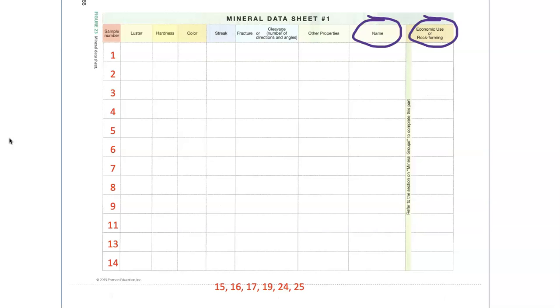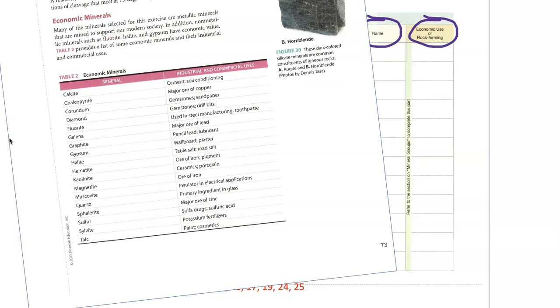Then you'll give the name, and you'll also give an economic use, or you'll indicate that the mineral is rock forming. So what does that mean exactly? Well, on page 73 of your lab, there's a table of economic minerals. These are many of the minerals in the lab, not all of them. Some of these we don't have. And then on this side, we have what industrial and commercial uses there are. So for example, graphite is a pencil lead, or not really lead, but we call it lead. And it's also a lubricant used in industry. So this is a good place to look for the economic uses of some minerals.